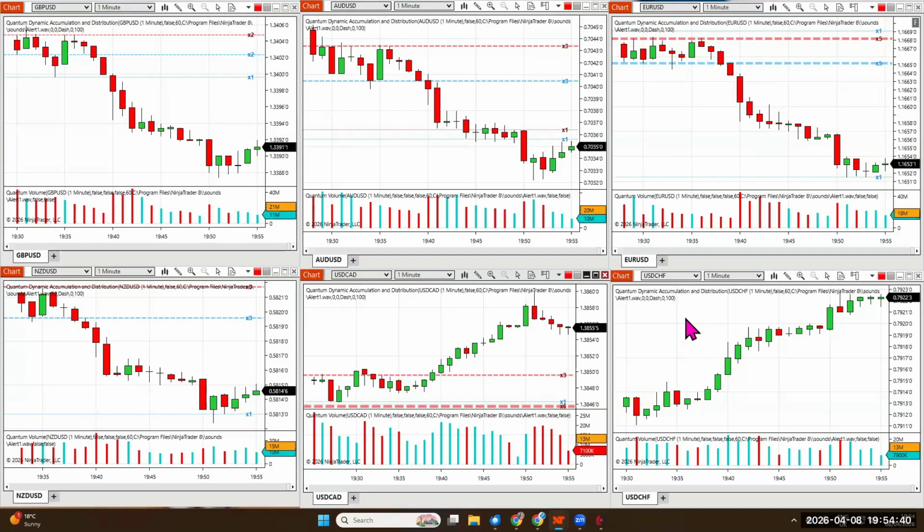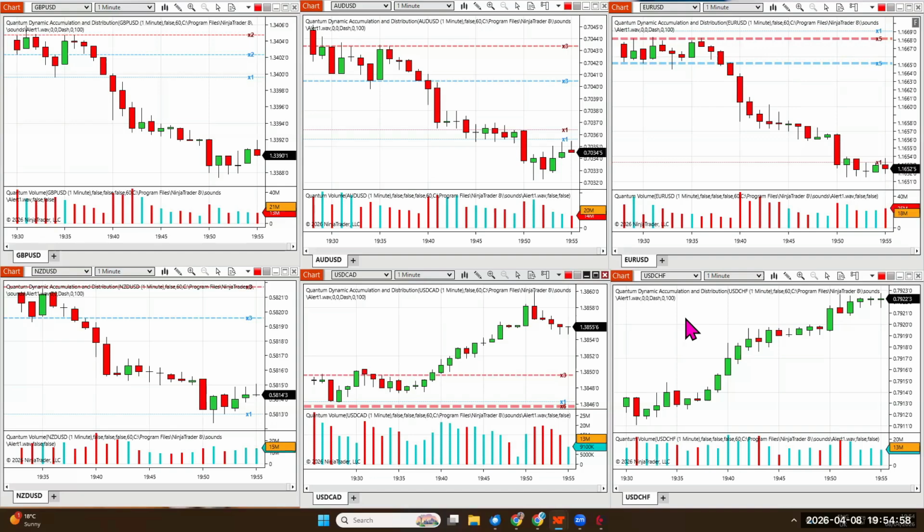So we have pound dollar, Aussie dollar, and euro dollar on the top, and New Zealand dollar, dollar CAD, and dollar Swiss along the bottom. And they're all set to the same time frame. They're all on 1 minute. And what this displays for you in several different ways.